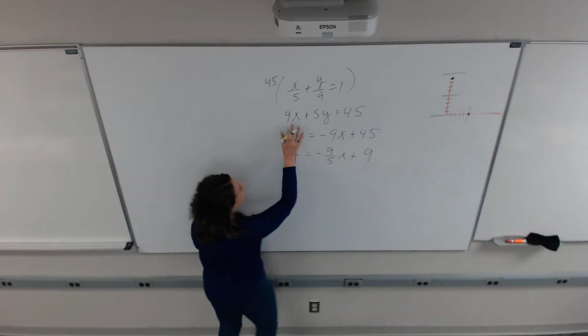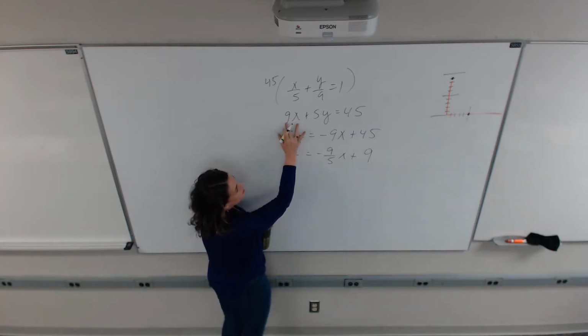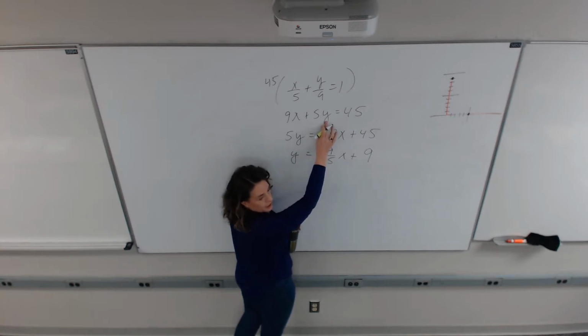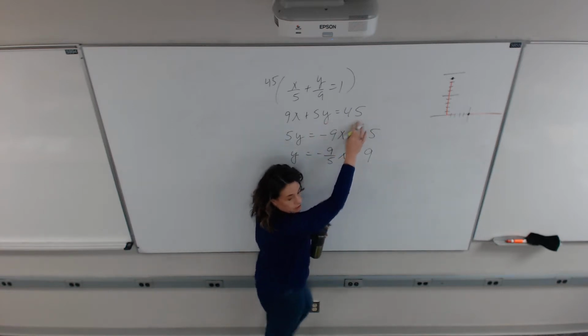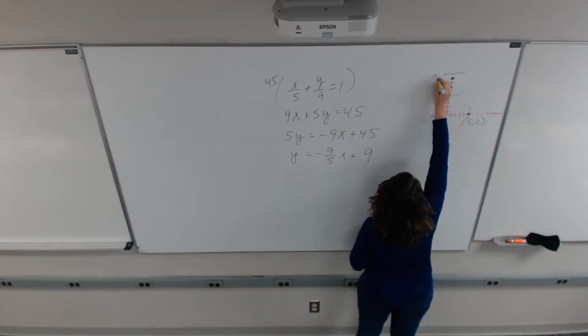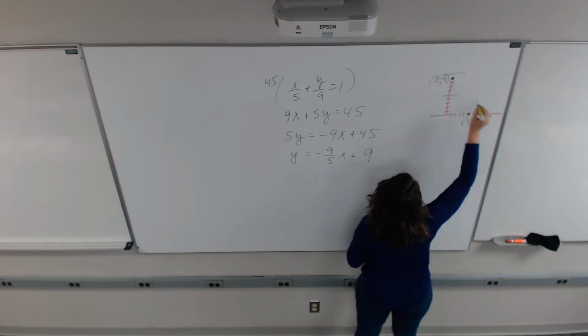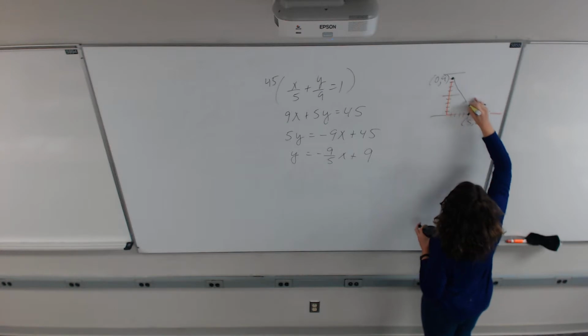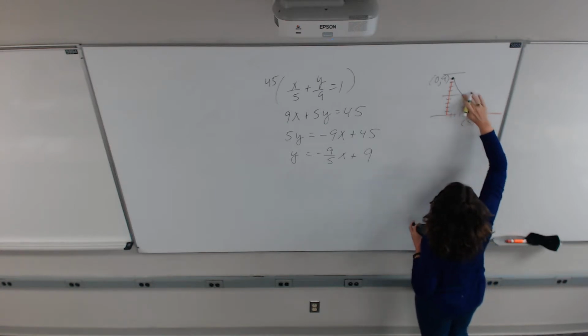Check it. When x is 5, you get 45, so the y would have to be 0, so that's definitely on the line, right? So this ordered pair, 5, 0 is on it, and so is 0, 9. Oops, that's not a very good line.